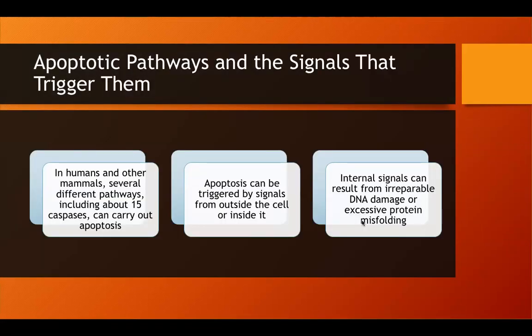In humans and other mammals, several different pathways, including about 15 caspases, can carry out apoptosis. In addition to caspases, you also have proteases, nucleases, lipases. Remember, your proteases are going to digest the proteins, the nucleases are going to break down the nucleus, and lipases will break down your lipids. Apoptosis can be triggered by signals from outside of the cell as well as inside of the cell. And the internal signals typically are going to result from irreparable DNA damage, excessive protein misfolding, or, remember we talked about the Hayflick limit, where the cell can no longer actively divide without damaging the DNA.